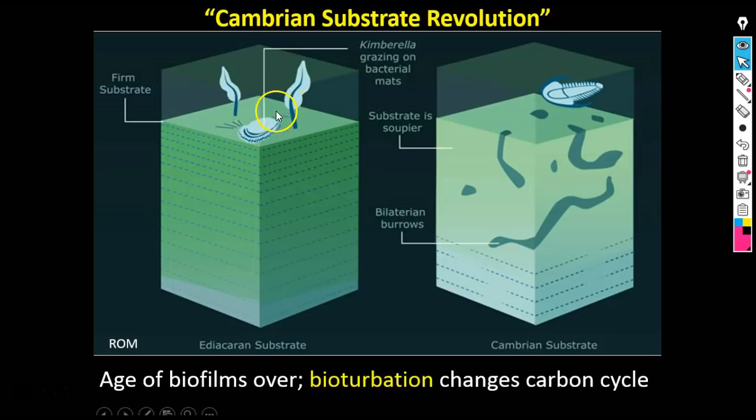The moment things started cruising over top and started burrowing into it, it changed the nature of mud itself and killed this niche. And as more things started to bury deeper down and deeper down and deeper down, it transformed this even more, and it brought oxygen down with it as well. It made this soupier substrate.